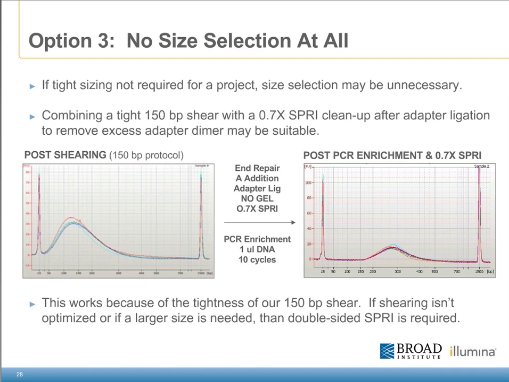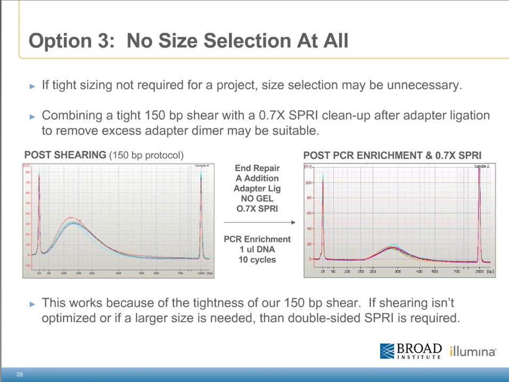If you have a tight shear from Covaris or even nebulizer, if you've got your nebulization conditions optimized, you can get away with not doing any size selection at all. For most libraries that just want coverage, a lot of projects, they don't need super tight sizing. They're not looking for structural rearrangements or indels or anything like that. They just want some coverage. So those types of projects we put through our size selection-free pipeline.